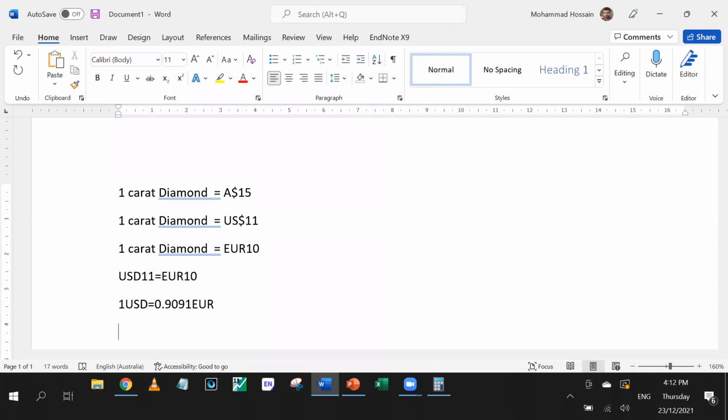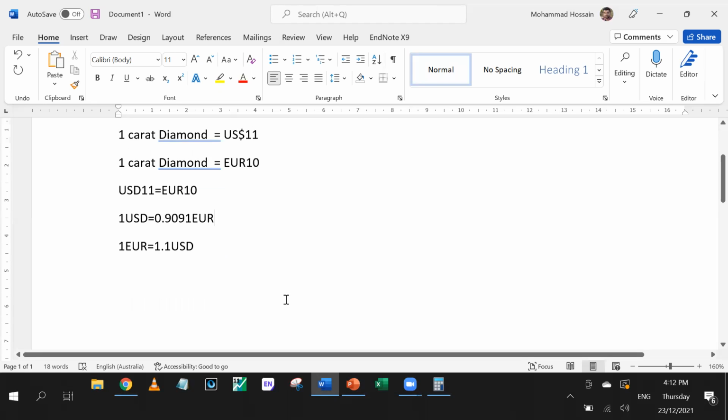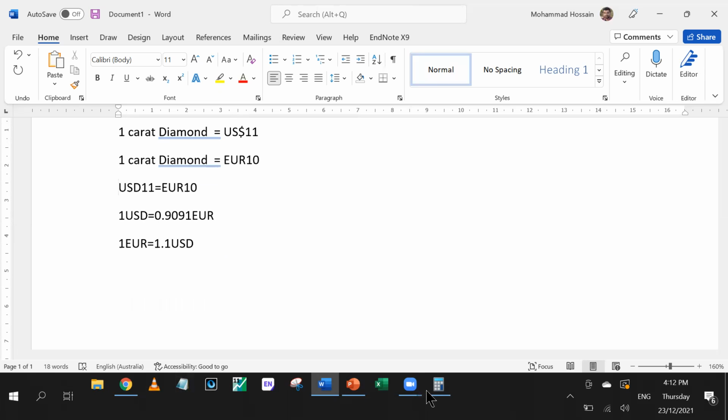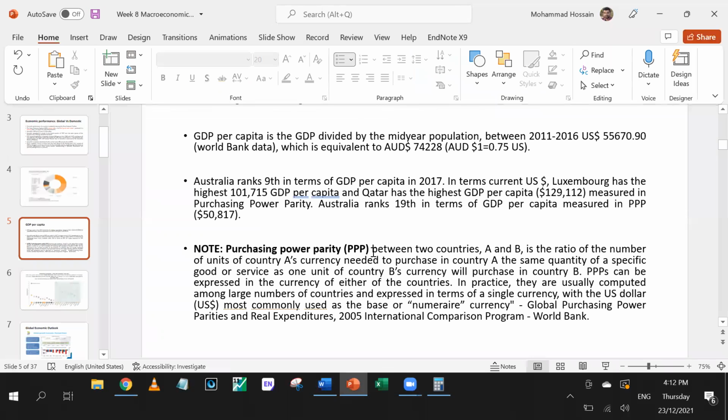You can say that. Or you can say 1 euro is equal to 1.1 US dollars. So this is the purchasing power parity. These are things we use. So this says purchasing power parity between two countries, A and B, is the ratio of the number of units of country A's currency needed to purchase the same quantity of a specific good or service as 1 unit of country B's currency will purchase in country B. Purchasing power parity can be expressed in the currency of either of the countries.